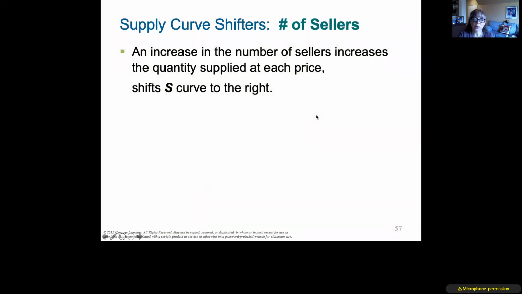What about the number of sellers? Okay, so in our particular example before, we had two, right? We had Starbucks and we had Peet's. So Peet's and Starbucks were literally the only ones in the market. So if there's an increase in the number of sellers and we add in a third, then what happens is the quantity supplied at each price is literally going to go up. So it's going to shift the demand curve outward.